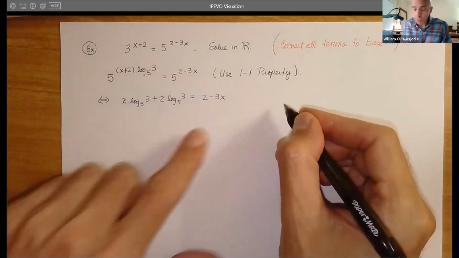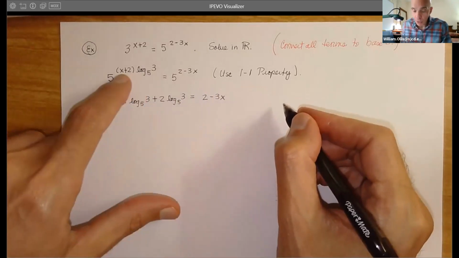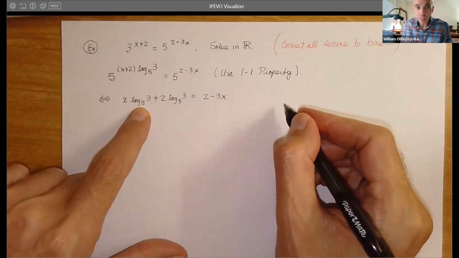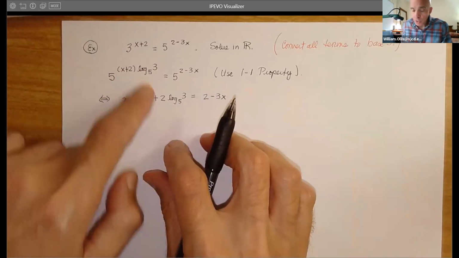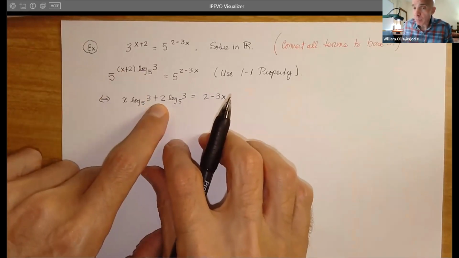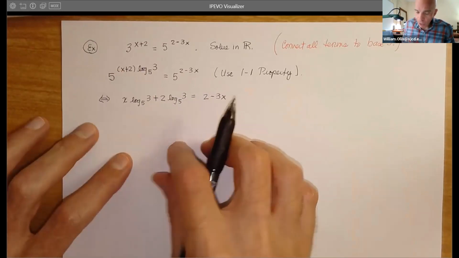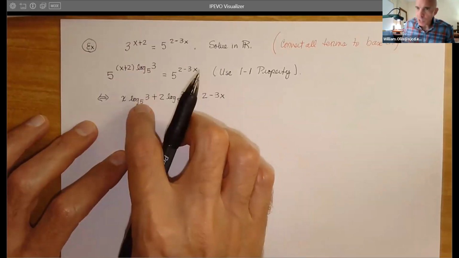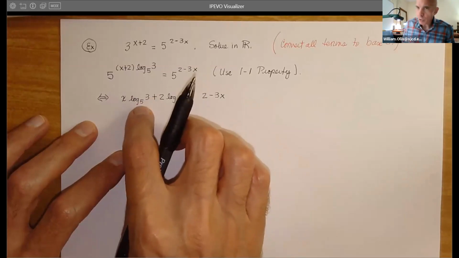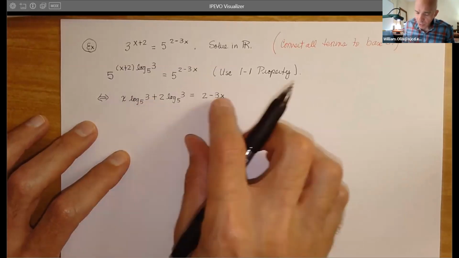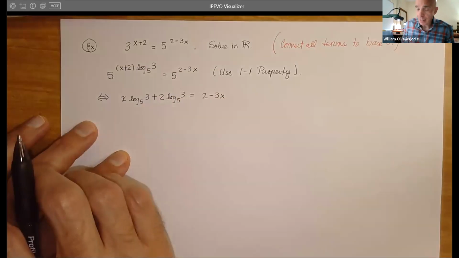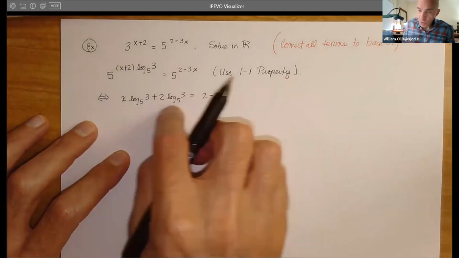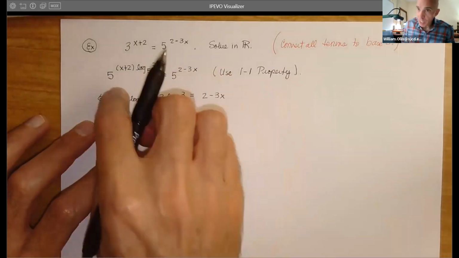So we set the powers equal. And I just multiplied here, x times the base 5 logarithm of 3 plus 2 times the base 5 logarithm of 3. And now notice here, don't think of this as anything but just a number. There are lots of letters here, but it's a number. So we want to get all the x's on one side. So let's transfer the negative 3x over to get the plus 3x.